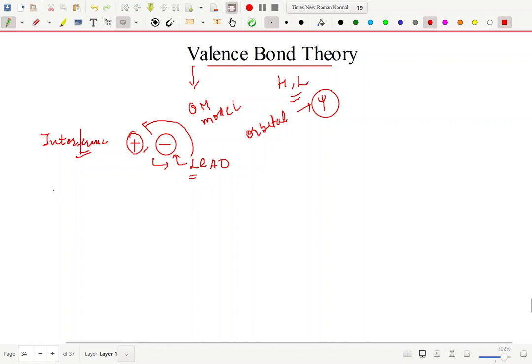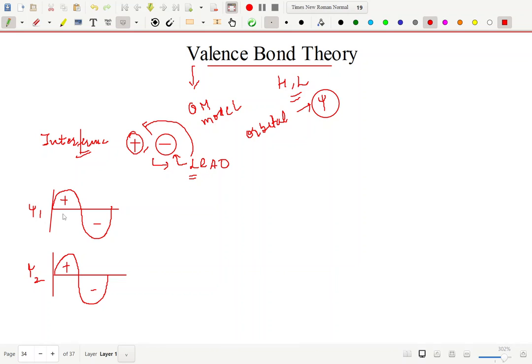When the two waves that we are talking about are in the same phase, which means the crest of the wave, the crest is this upper part, the part which goes up, and the part which goes down is called a trough. So when the crest of one is overlapping with the crest of another, and the trough of one is overlapping with the trough of another, we have two waves like this, psi 1 and psi 2. When there's a crest overlap and trough overlap, we say that both the waves are in phase.